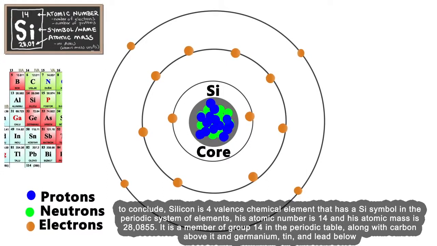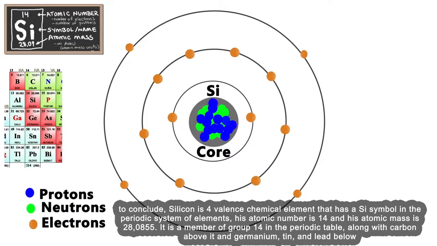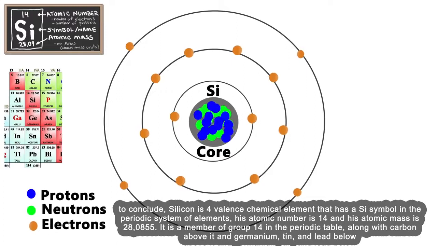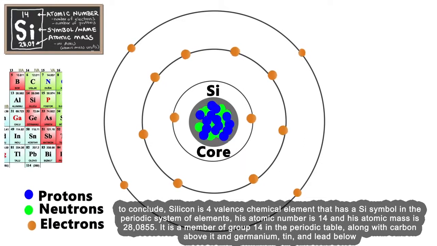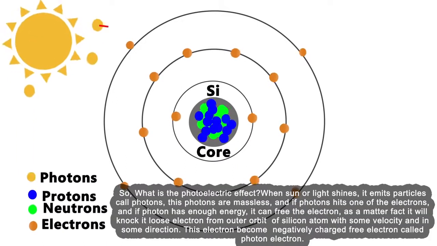Its atomic number is 14 and its atomic mass is 28.0855. It is a member of group 14 in the periodic table, along with carbon above it and germanium, tin, and lead below. So, what is the photoelectric effect?